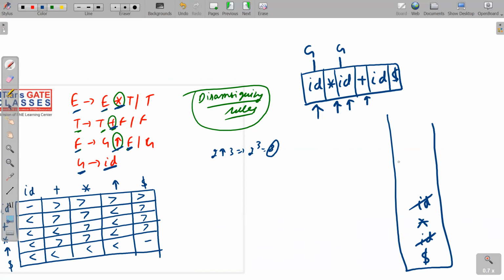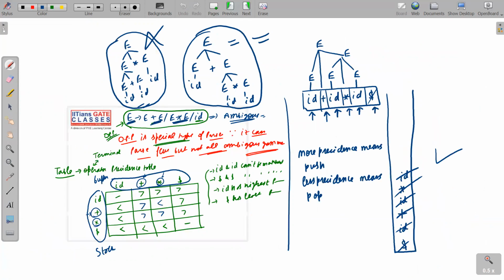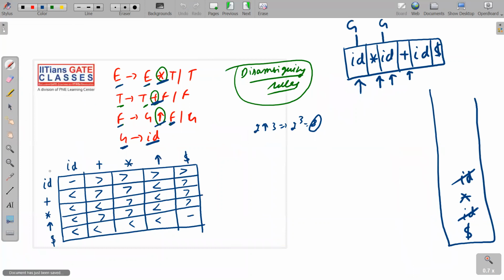Now star and plus are compared. See here carefully, plus has more precedence than star. Forget about the rest, just check this table. Plus has more precedence. See the previous slide, where I told you this part is the stack. This entire row represents the buffer, and this column represents the stack. So this is the stack, and this is the buffer.